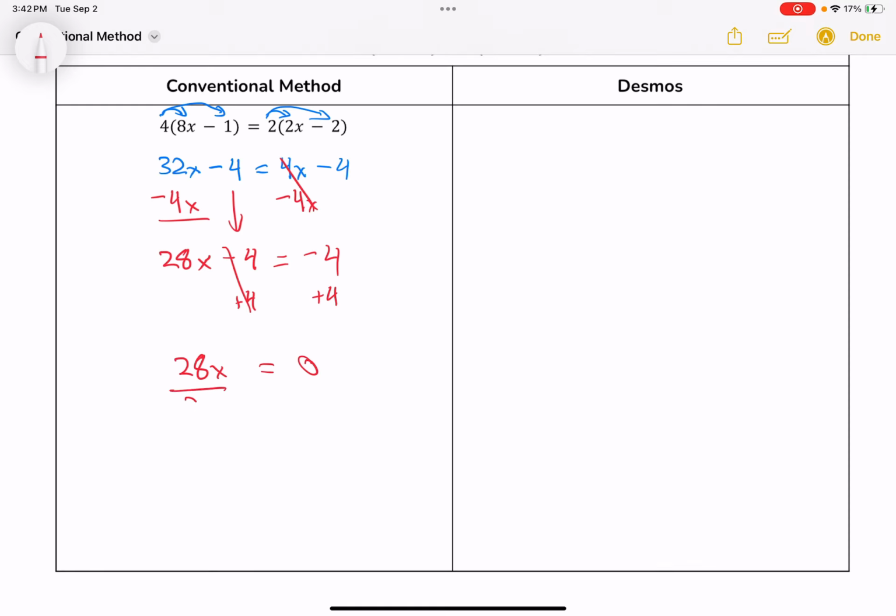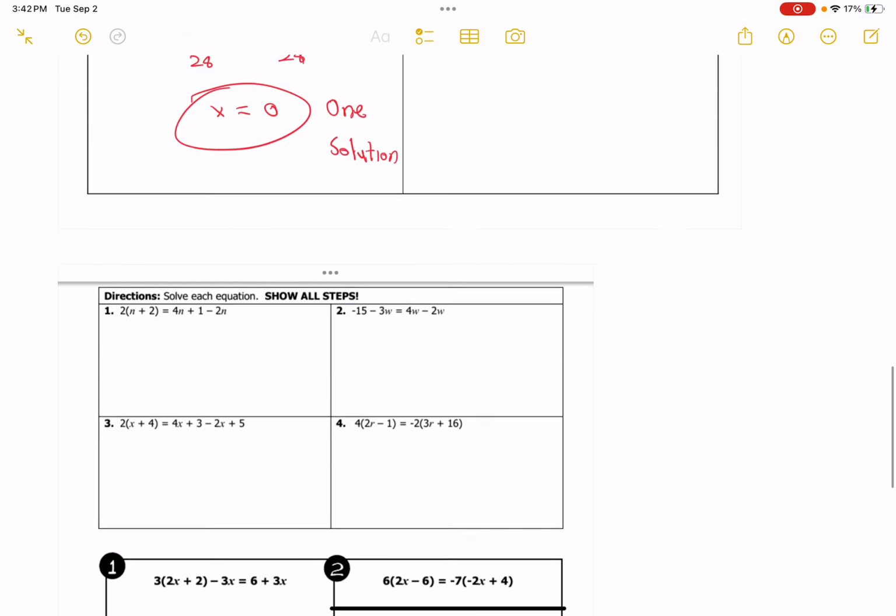Final step, divide both sides by 28 so that x is alone, because right now x is multiplying by 28. That means x equals 0 over 28, which equals 0. Now, did our variable cancel? No, which means there is one solution. And that should make sense. Beautifully done. Thanks for hanging with me so far.